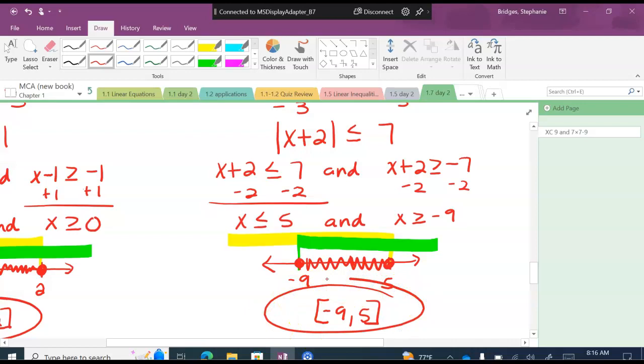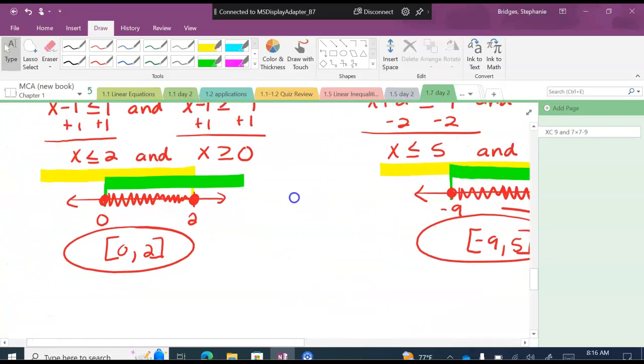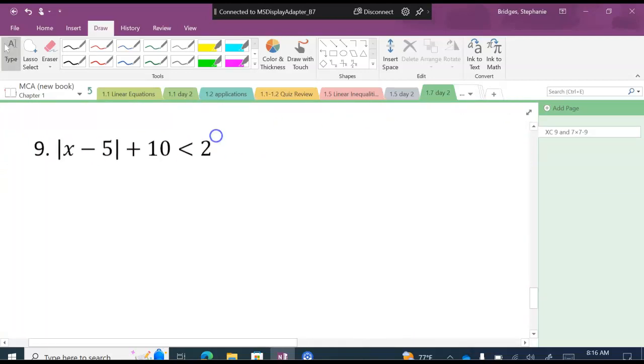Everybody okay with that? Yeah, you want your smaller number on the left. All right, try that one. Remember to isolate the absolute value first. Remember, when you write your interval notation, your smaller number should always be on the left side, just like on your graph.